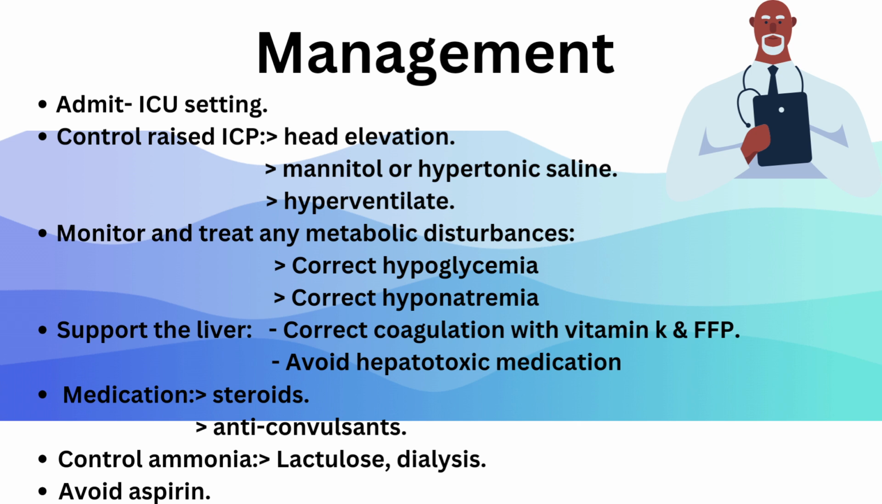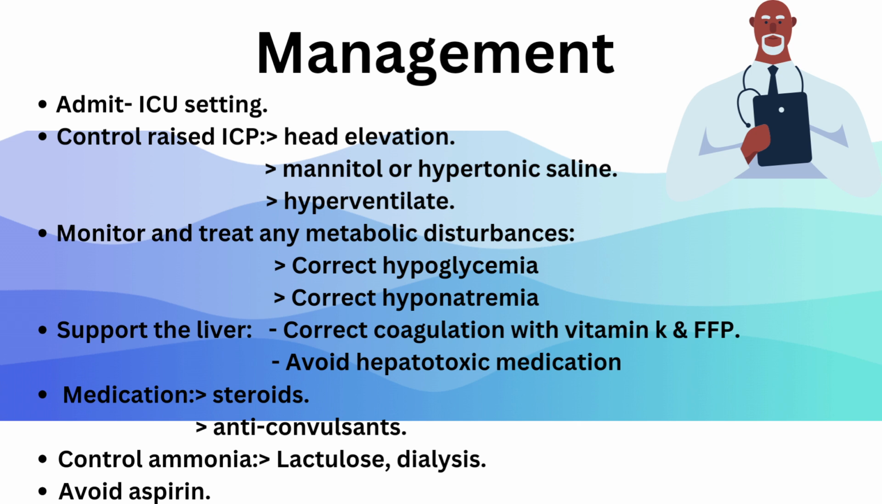3, you would want to make sure you monitor and correct any metabolic disturbances. Hypoglycemia, make sure you give them dextrose-containing IV fluids if they are hypoglycemic. Make sure you correct hyponatremia, especially if it's severe, that is less than 125. And 5, you want to support the liver. If these patients have coagulopathy, you might want to start them on vitamin K and also give them FFPs. You might want to avoid any hepatotoxic medication in these patients.